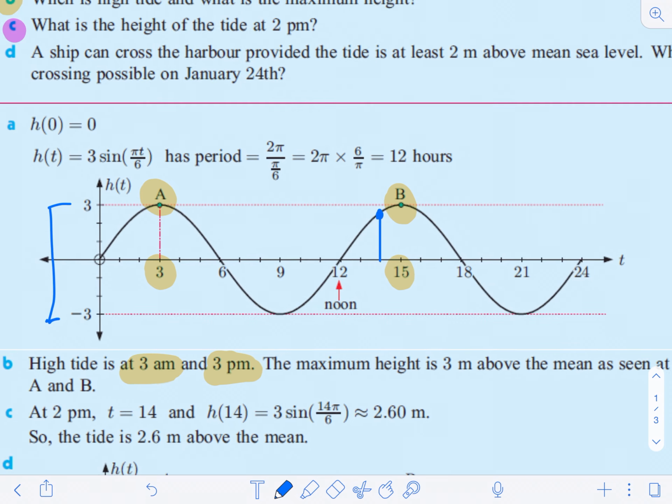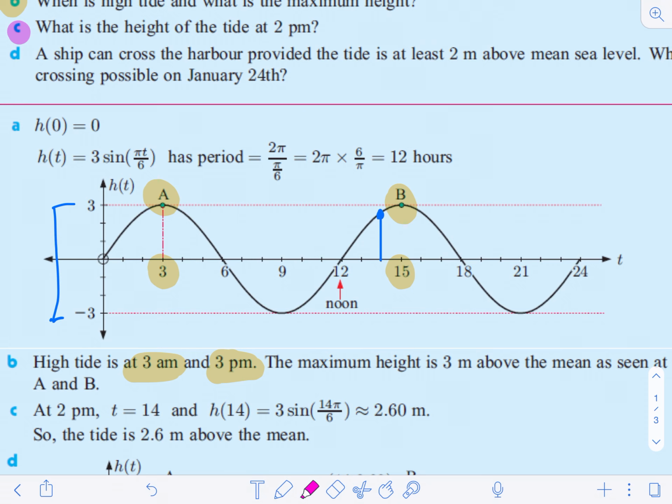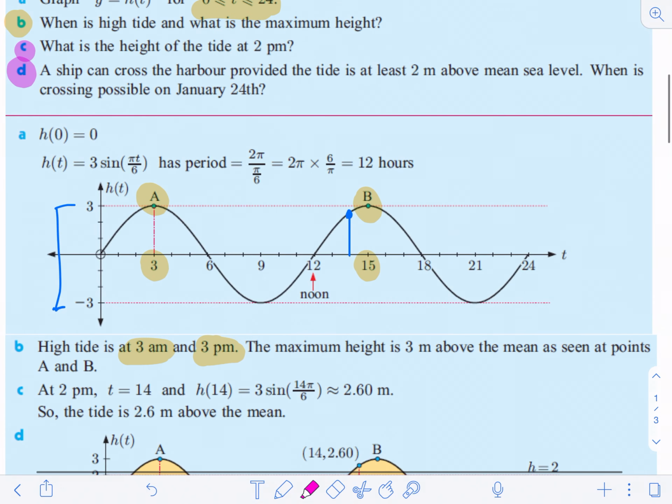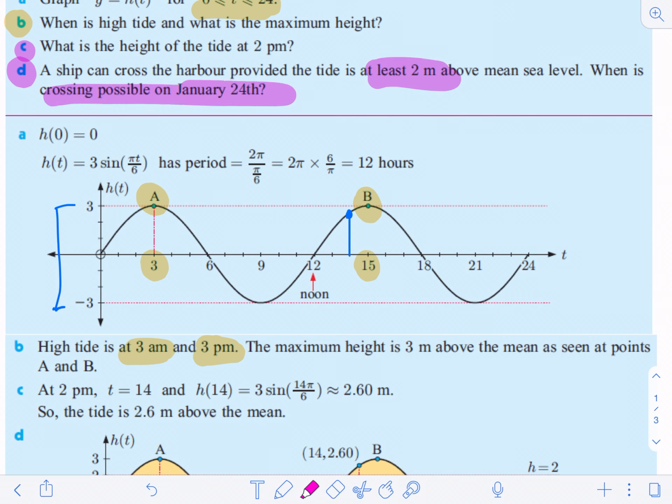The last question it's going to ask us, and this is where a good application comes into play, says a ship can cross the harbor provided the tide is at least 2 meters above sea level. When is crossing going to be possible? So this is where you would look at that model and say, okay, I want the ship to be able to cross safely because I need a high enough tide so the water's deep enough. When can that happen?